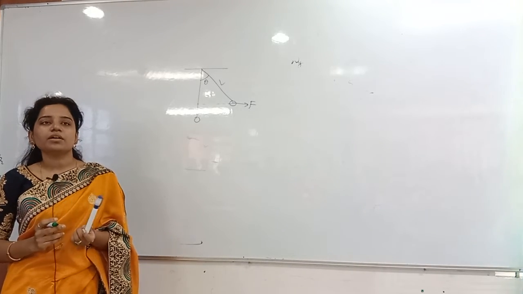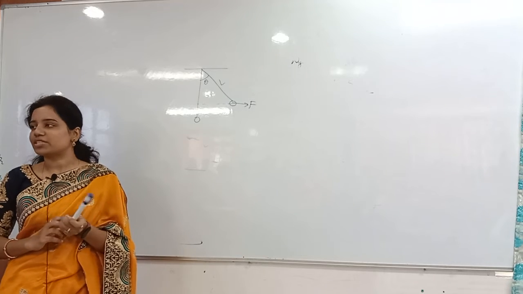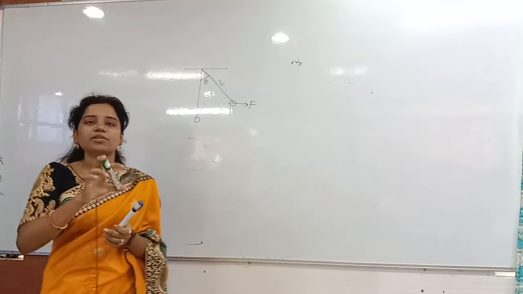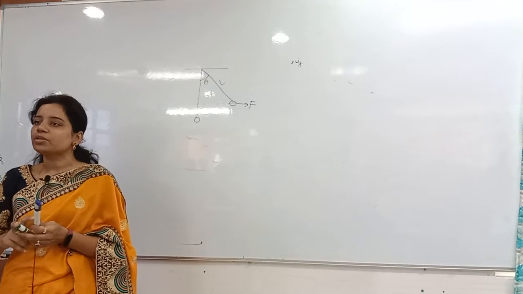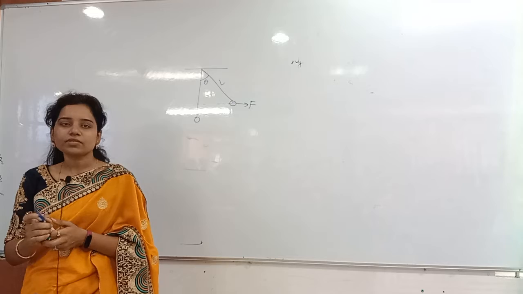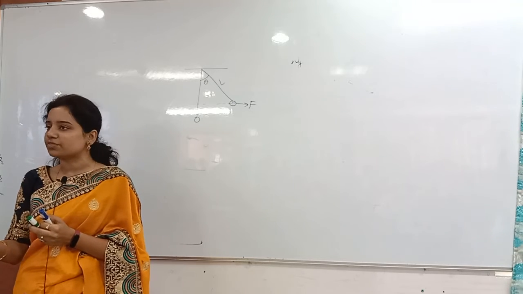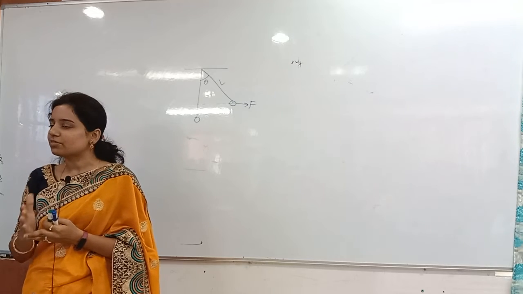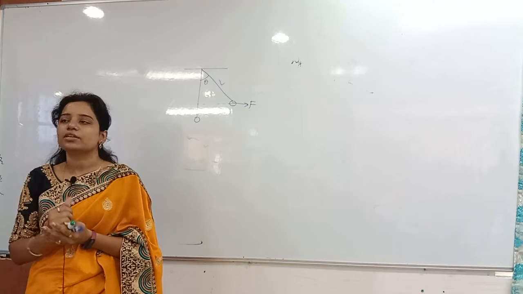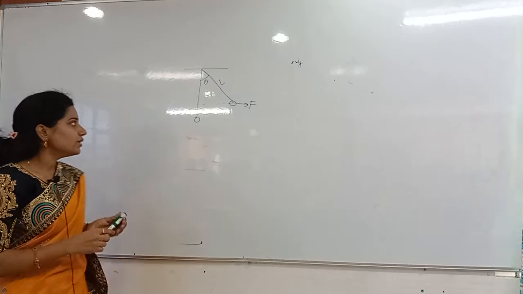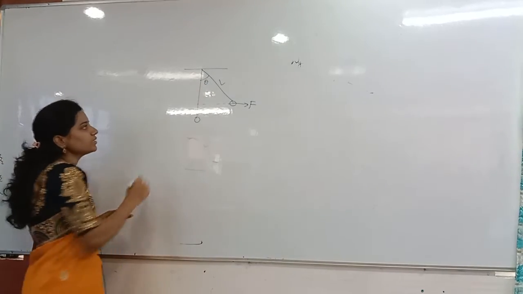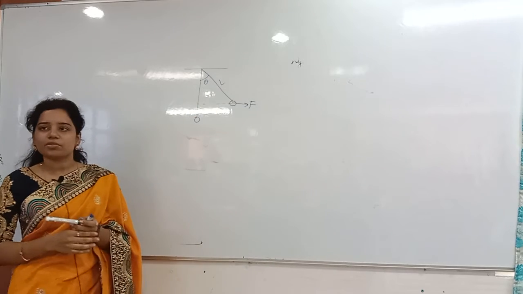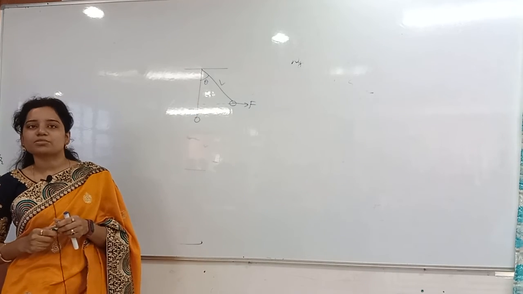What is the work done formula? Force into displacement. Whatever force is causing the displacement, that displacement you have to take, not the length of the pendulum, not the distance that is causing. Distance is different and displacement is different. So always you have to take the work done by the force in causing the displacement. Here the length is the same, here also the length is the same. But when you are bending this in this direction, at that time what happens? It will make the displacement.